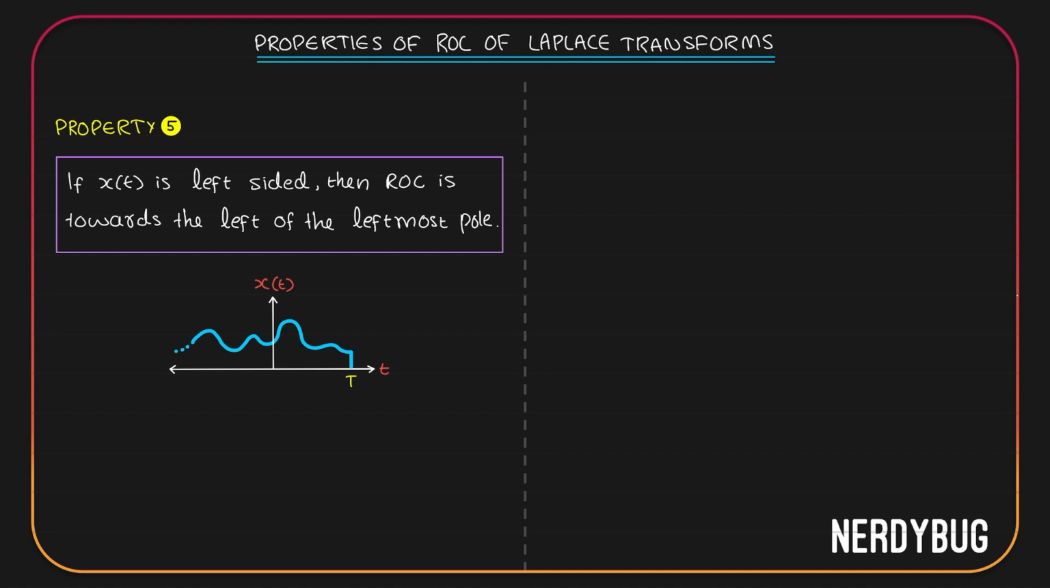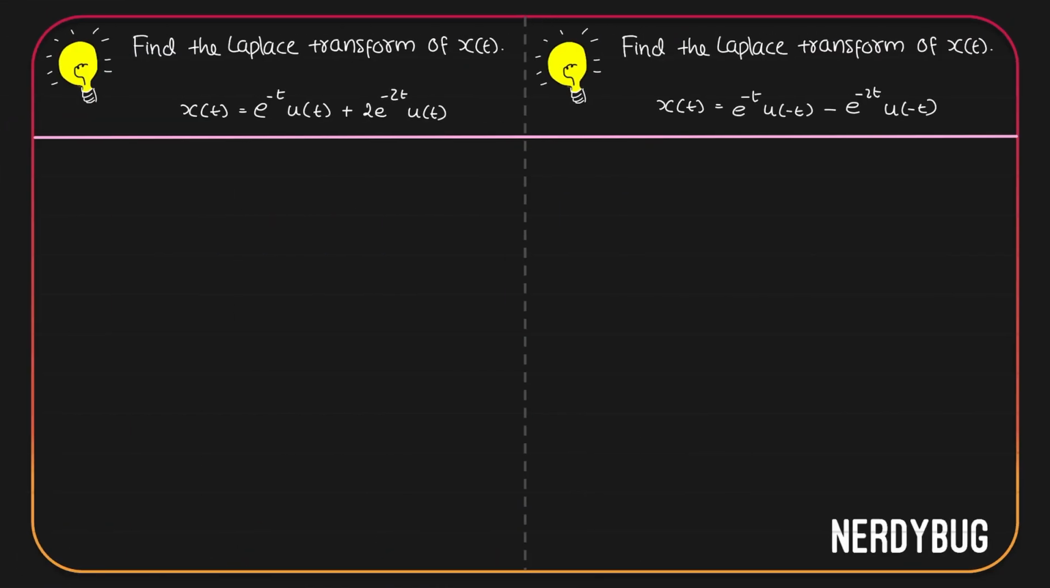Let us understand both these properties using an example. We have to find the Laplace transform of x(t). x(t) is e raised to minus t u(t) plus 2 e raised to minus 2t u(t). x(t) is the combination of both these signals. Both the component signals have u(t) in them, and we know u(t) starts from 0 and extends up to plus infinity. So u(t) is a right-sided signal. So e raised to minus t u(t) and 2 e raised to minus 2t u(t) will also be right-sided signals because they also only exist from 0 to infinity.